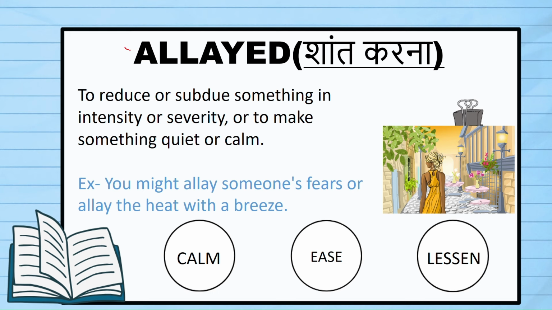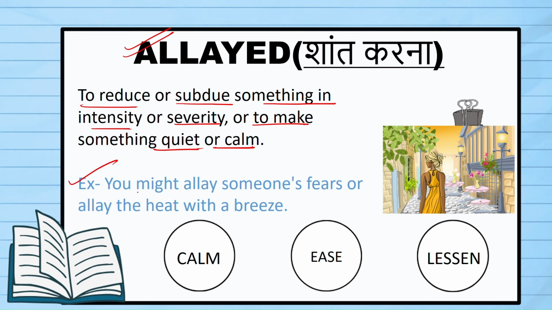Next word is allay. Allay means to reduce or subdue something in intensity or severity, or to make something quiet or calm. Here, you can refer to allay when you are trying to reduce something. For an easy reference, whenever you are trying to reduce something, or whenever something is getting reduced in a better way or getting quietened, then you can use this word allay.